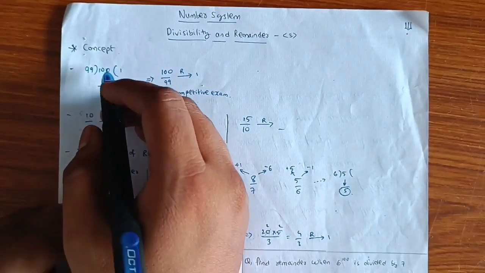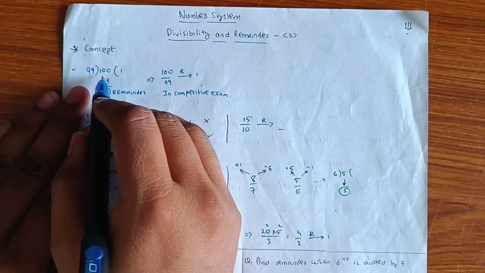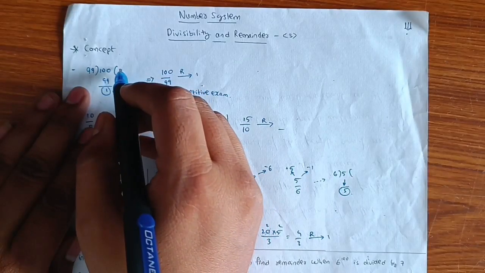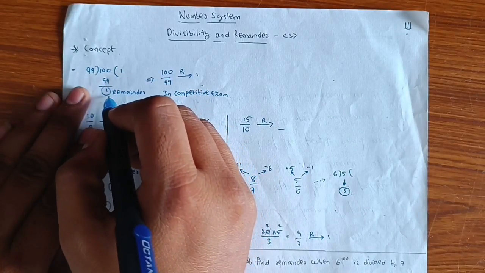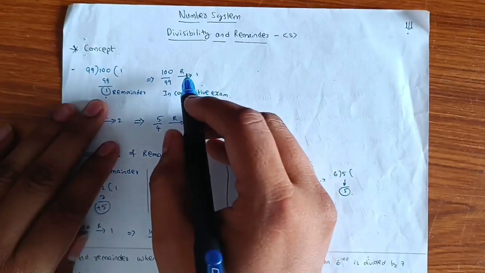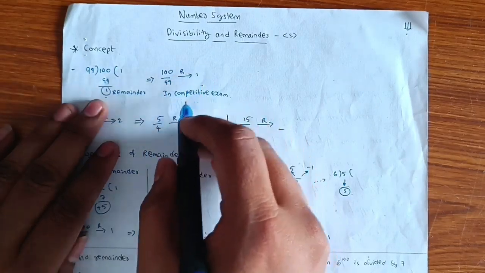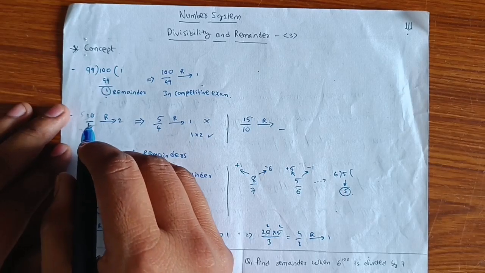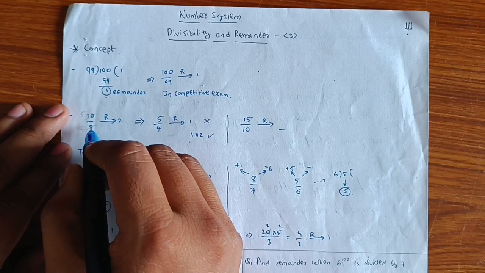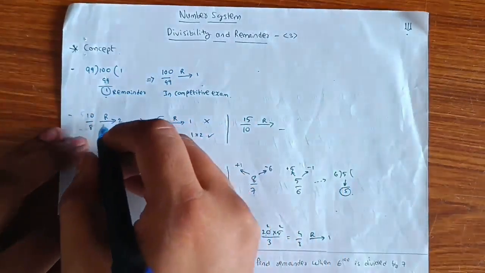So at the very first, let us start with the concept: if 100 is divided by 99, then the quotient will be 1 and we are left over with the remainder 1. So in competitive exams you need to write it in such a manner: 100 by 99, the remainder will be 1. The second concept is, if 10 is divided by 8, then the remainder will be 2. So we are writing in such a manner.